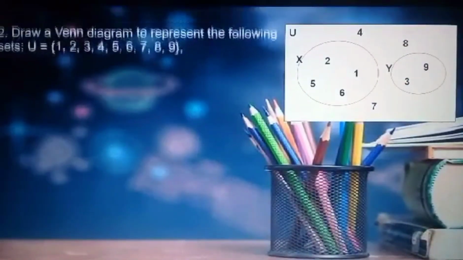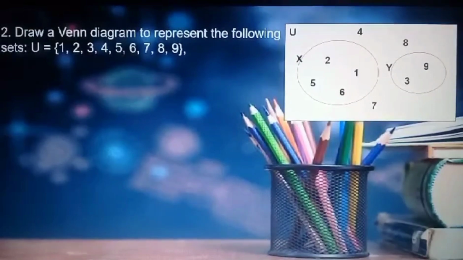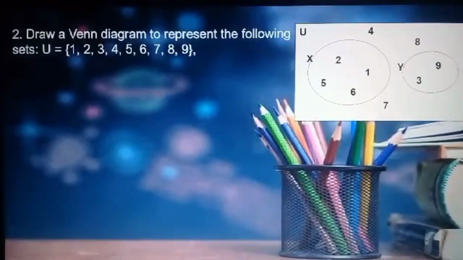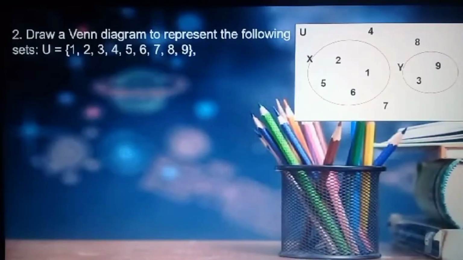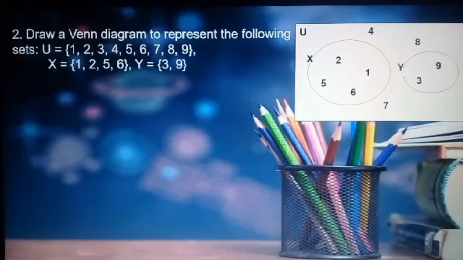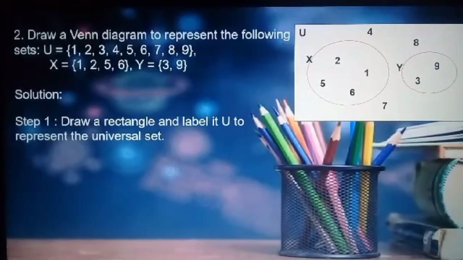Number 2. Draw a Venn diagram to represent the following: universal set equals 1, 2, 3, 4, 5, 6, 7, 8, and 9. X equals 1, 2, 5, 6, Y equals 3 and 9. Solution. Step 1. Draw a rectangle and label it U to represent the universal set. And here is the rectangle U that represents the universal set.